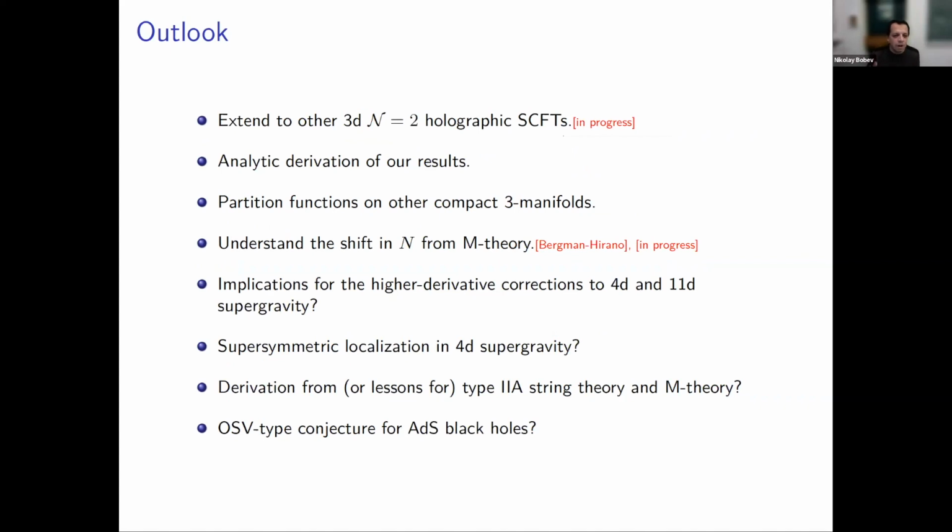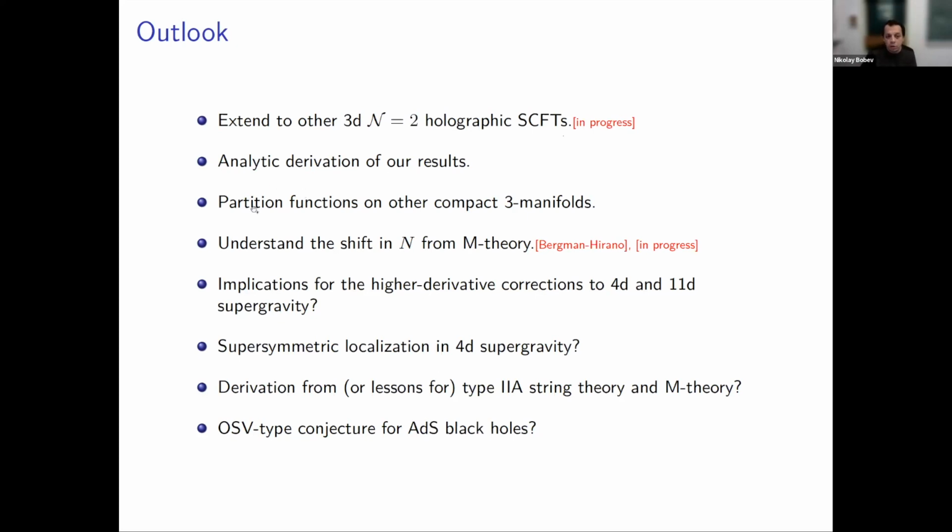There are a lot of things you can ask and attempt to do, such as extending this to other holographic models that are not in M theory, that are in massive type 2A string theory or in type 2B. We're trying to think about this at the moment. Again, some of the things I told you about are purely numerics. It would be nice to understand them analytically. At the moment, I don't know how to do it, but hopefully there's a way.